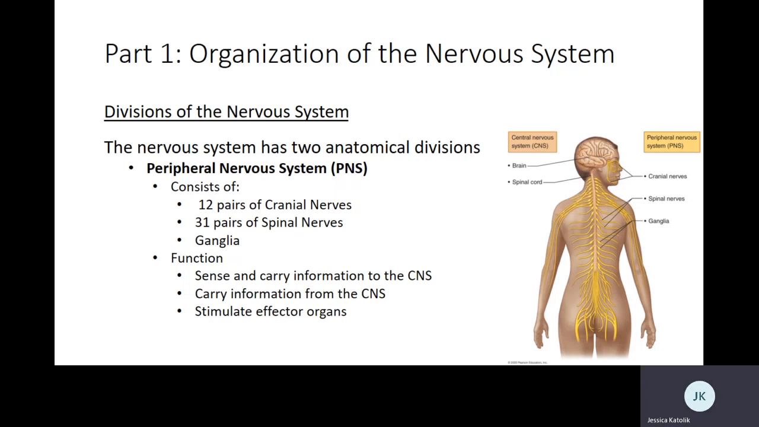So what are the functions of the peripheral nervous system? It's going to help sense and carry information from the sensory receptors and carry that information to the central nervous system where it can be processed. It's also going to carry motor information from the central nervous system to effector organs, and it will stimulate those effector organs to perform a particular action.